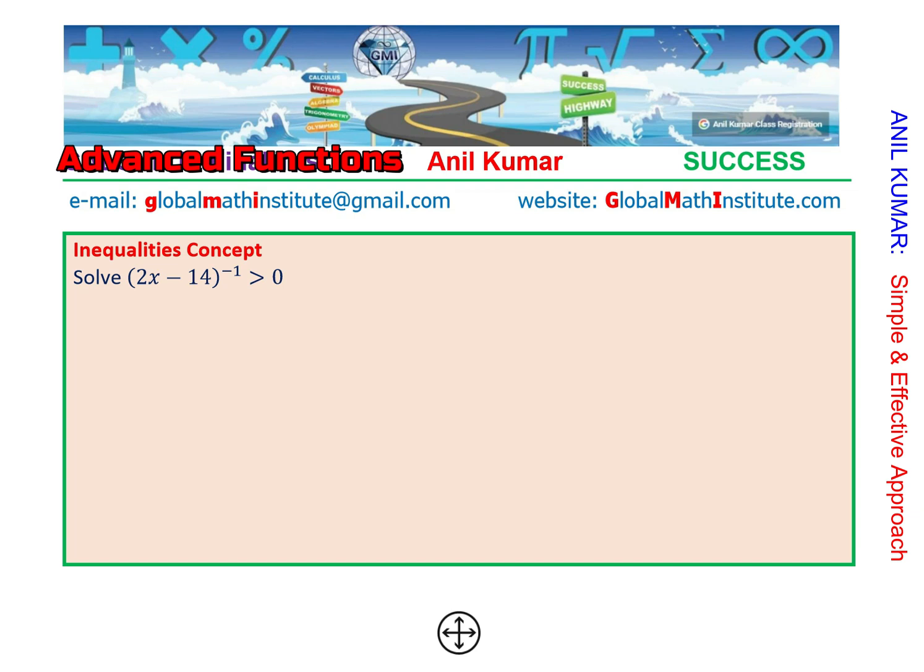Question number 4 is solving an inequality: 2x minus 14 to the power of minus 1 greater than 0. Simple but a thinking question.